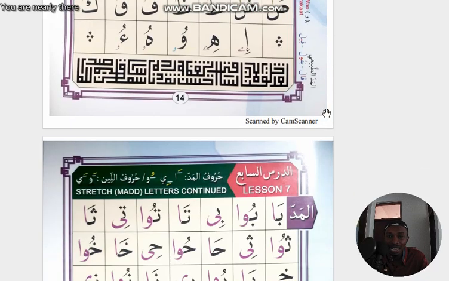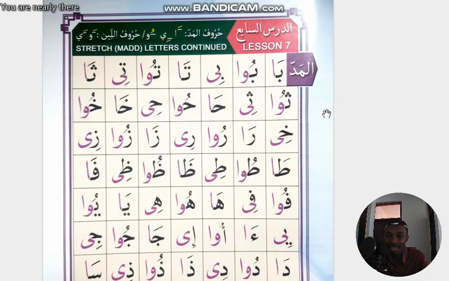then in this lesson number 7, we're going to say alif sukun, ya sukun, waw sukun. So these are the three letters of Maad, which are fatha, kasra, and dhamma. We're going to say alif sukun, waw sukun, and ya sukun.